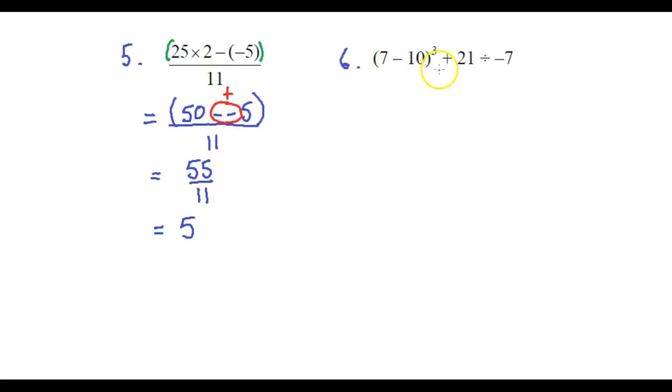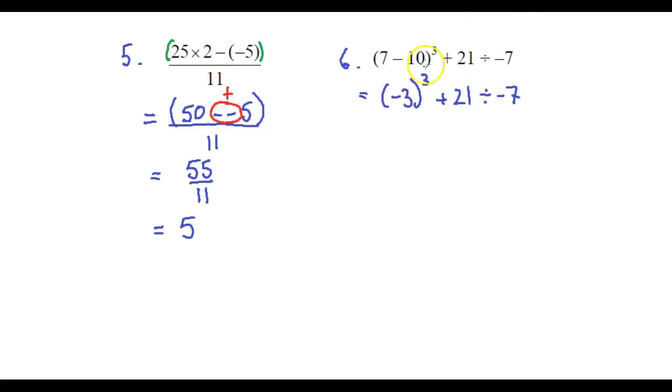In example 6, we can see we've got divide, a plus, and a bracket. I'm going to do that bracket, and that bracket is being raised to a power 3. So I still have to work out what's inside the bracket first. Now, 7 take away 10 is negative. It goes past 0, so it's negative 3, and that negative 3 is being cubed. And we've got to write the rest in that we haven't done yet. So the plus and the divide.